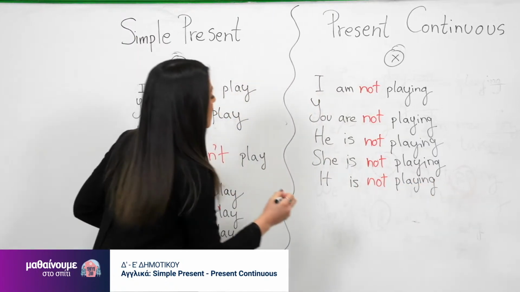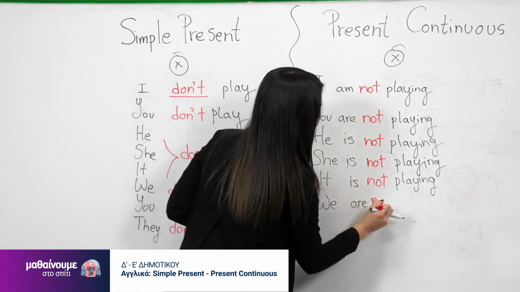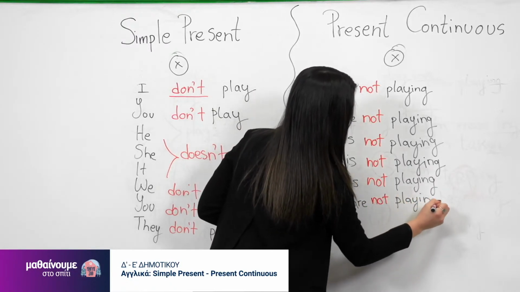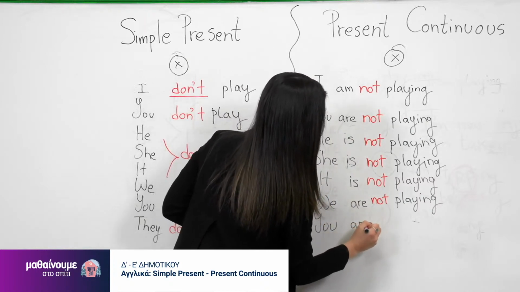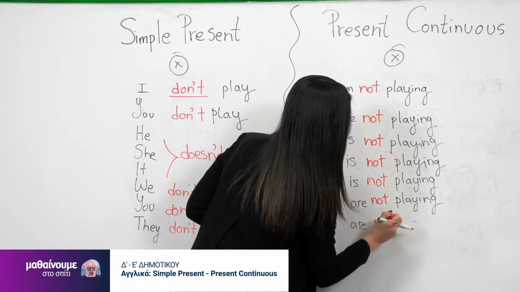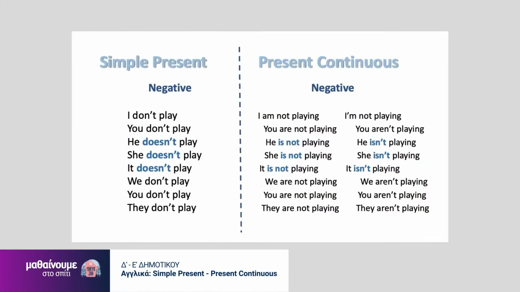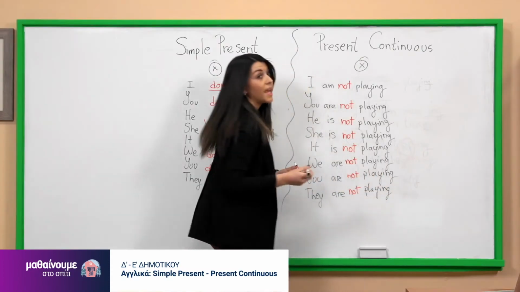And then we are not playing. You are not playing. And finally, they are not playing. So this is the long negative form.